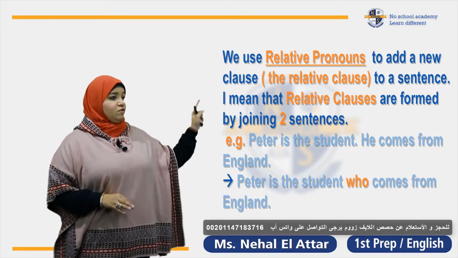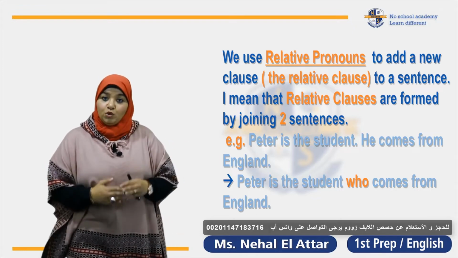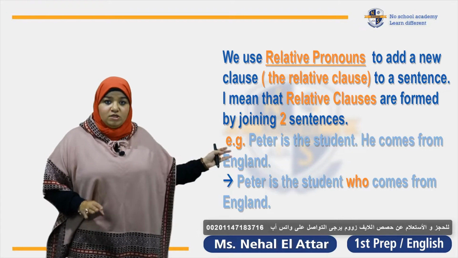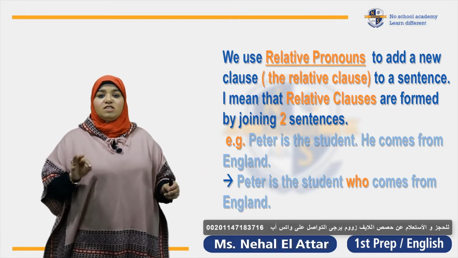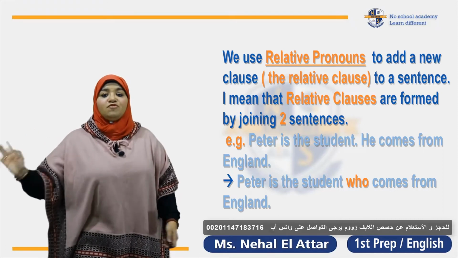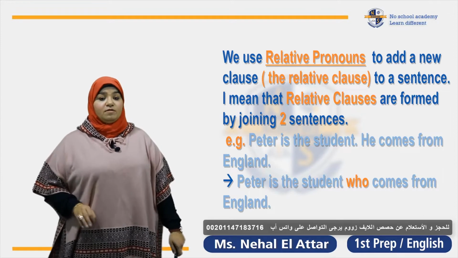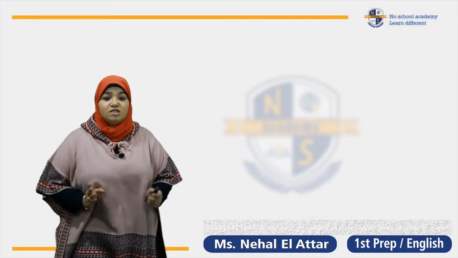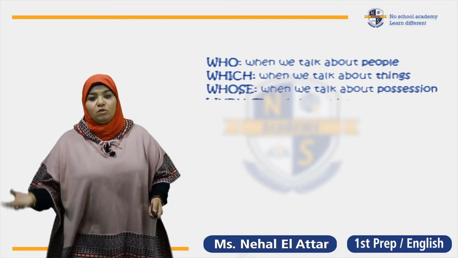So again, Peter is the student. He comes from England. After joining them using who, of course, because it's the most suitable one, we're going to discuss the usages of each relative pronoun. Peter is the student who comes from England. Hope that you understand this point. Here is a blue table in front of you that discusses which relative pronoun comes with what, okay?